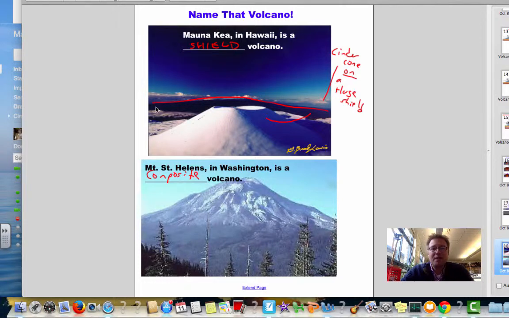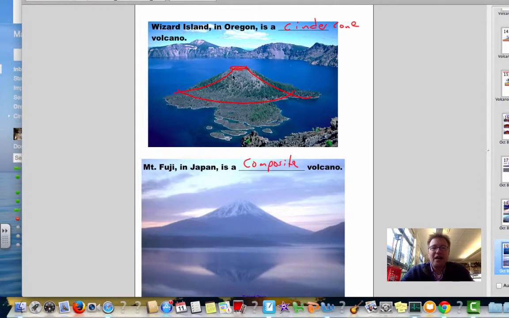This picture, by the way, here is the island in Hawaii. You can see the huge shield. This is actually a little cinder cone on top of a shield cone. Sometimes cinder cones can be literally on top of much bigger volcanoes. Mount St. Helens, a classic composite. Wizard Island is a good example of a cinder cone. See, it's not that big. You could probably kayak around this in probably an hour. It's actually within a huge caldera, but this is a small cinder cone within a bigger caldera. But that's a good example of a cinder cone.